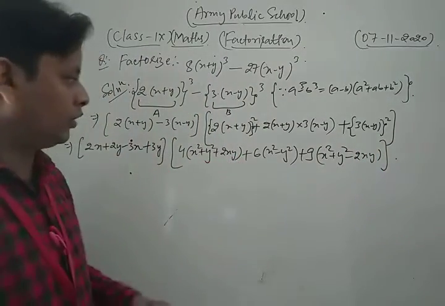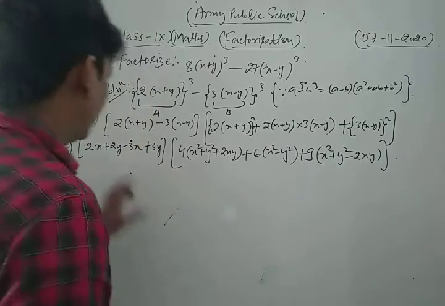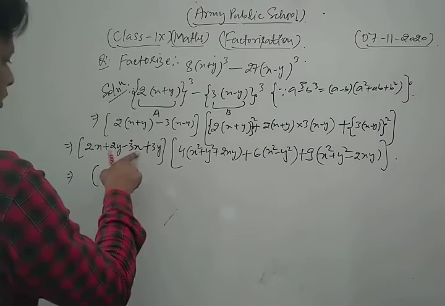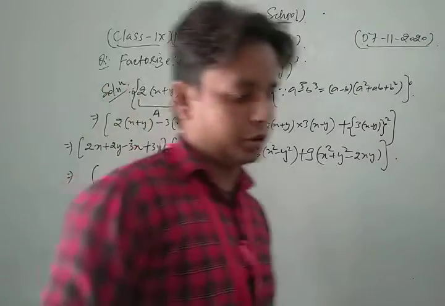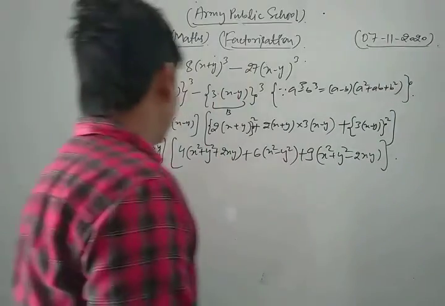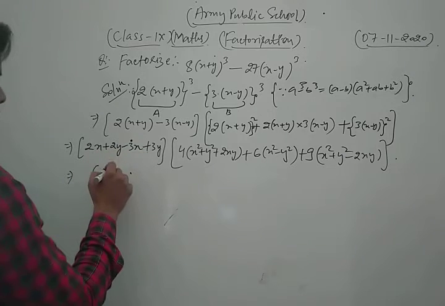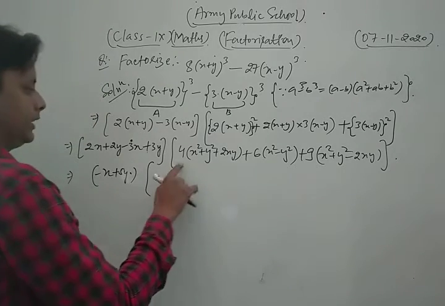Okay, listen. First of all, we expand the given values, and now we simplify them. Look, what is the left value? This is 2x, this is minus 3x, so this is minus x. And 2y plus 3y is what? This is 5y. So this is minus x plus 5y. Now in the next bracket we multiply them.